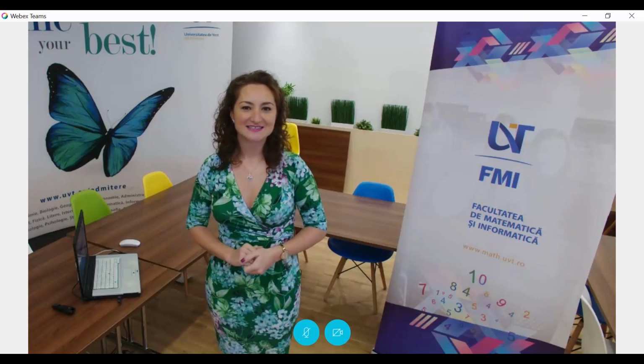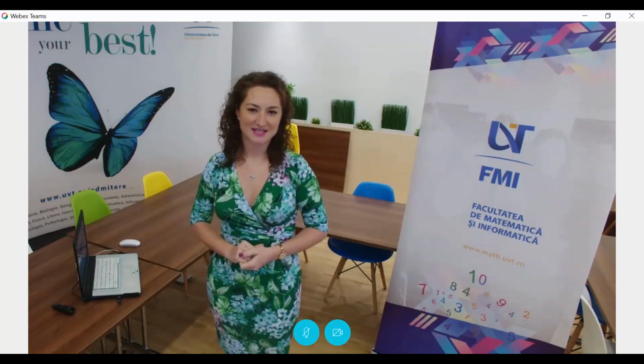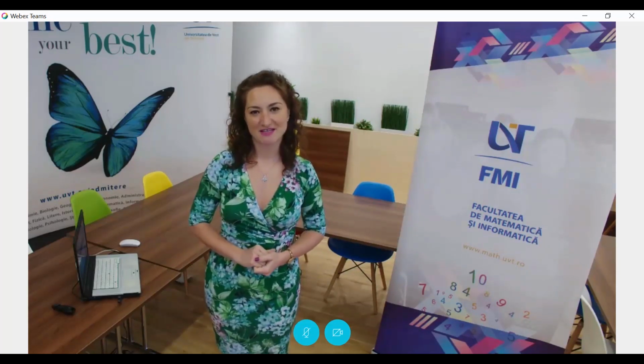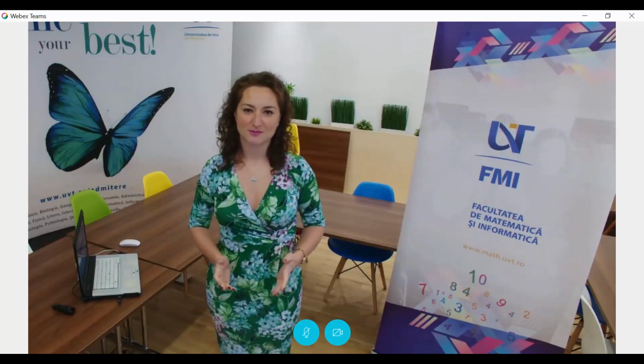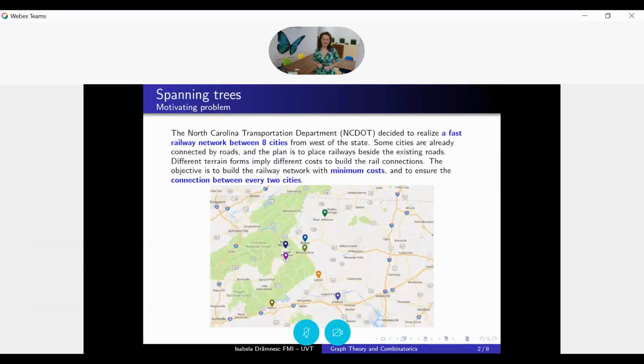Now you are attending the Graph Theory and Combinatorics lecture related to spanning trees. We have to solve the following problem. The North Carolina Transportation Department, NCDOT, decided to realize a fast railway network between 8 cities from west of the state. And you can see on the map the cities which are marked.